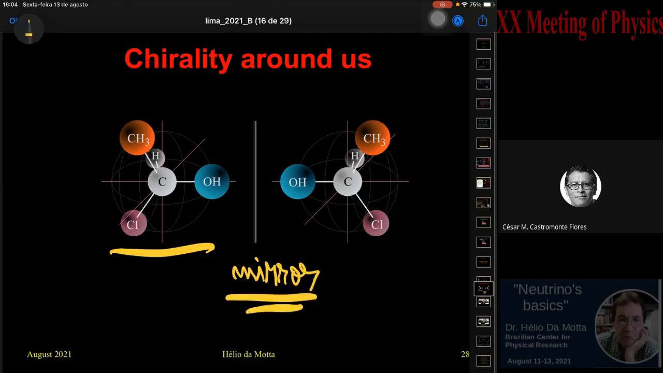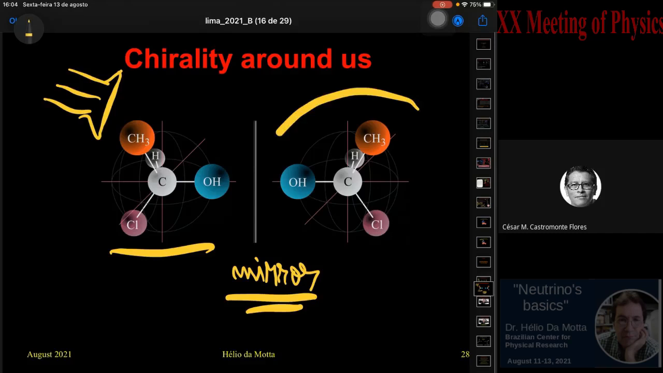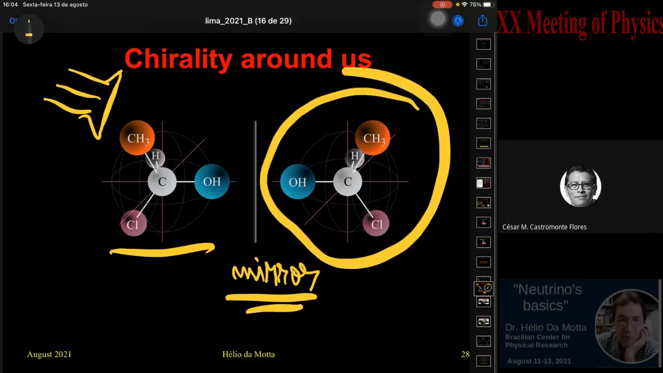Okay? And here is how the molecule looks in the mirror. So it's inverted. Everything was inverted. And you may say, okay, it's the same thing, it doesn't matter. But Mother Nature comes and says, no, it's not the same thing. I don't like this. I only make this one. I don't make this one. I don't allow this one to happen. Or the other way around, whatever.